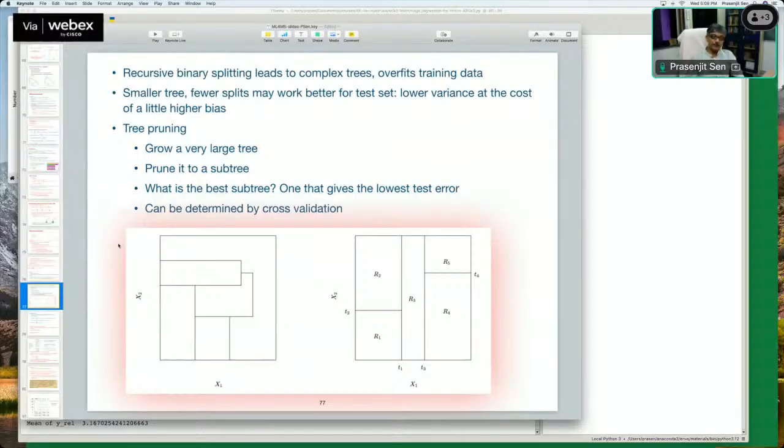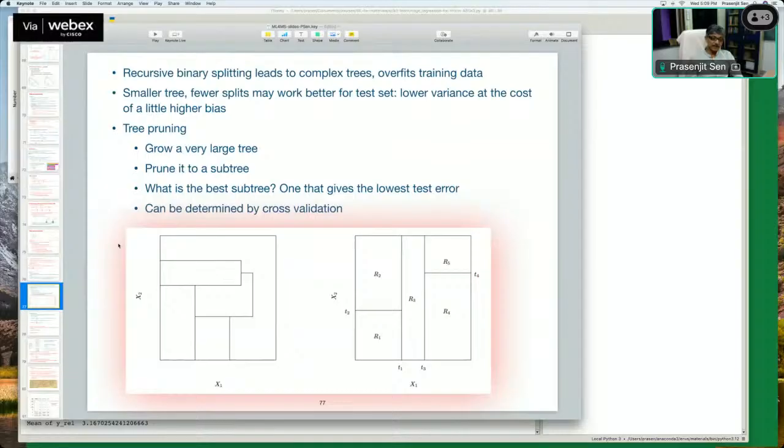If you could build smaller trees with fewer splits, it may have less variance, it may have higher bias. So again, it's a question of bias-variance trade-off.